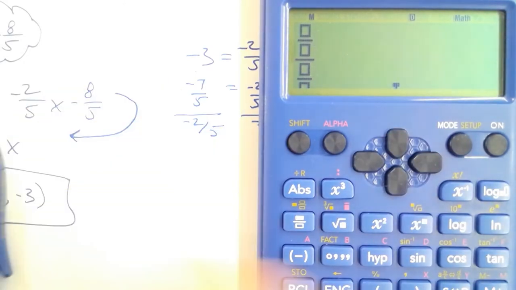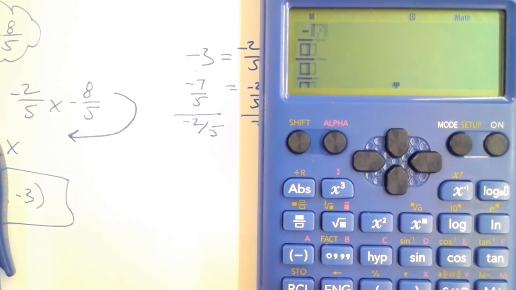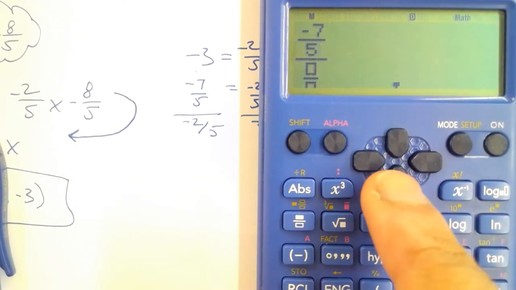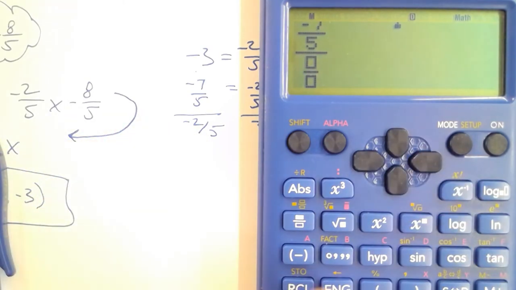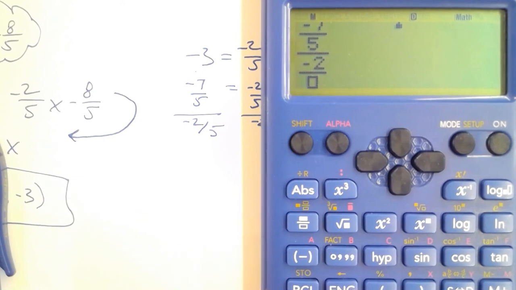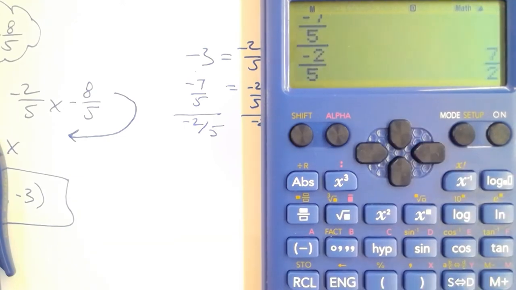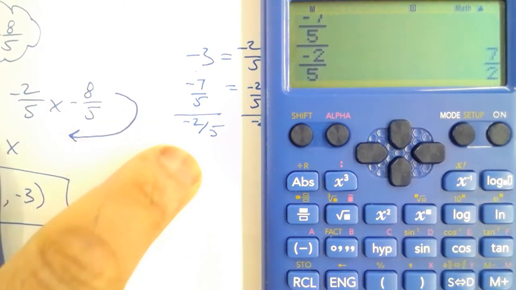On the top, I've got a negative 7 over 5. So let's see, negative 7, where's my negative? Negative 7 over 5, that's the top. I'm going to scroll down to the bottom. On the bottom is a negative 2 over 5, so negative 2 over 5. And it looks pretty intense, but 7 over 2, which is what we said our answer is going to be.